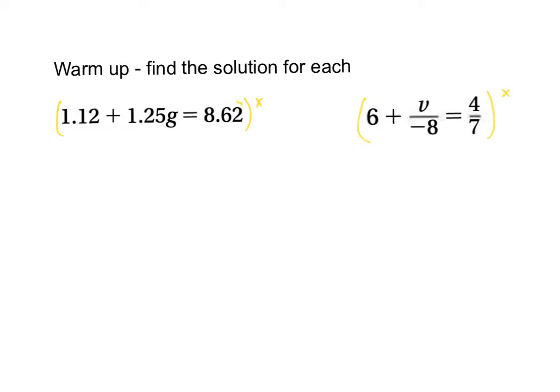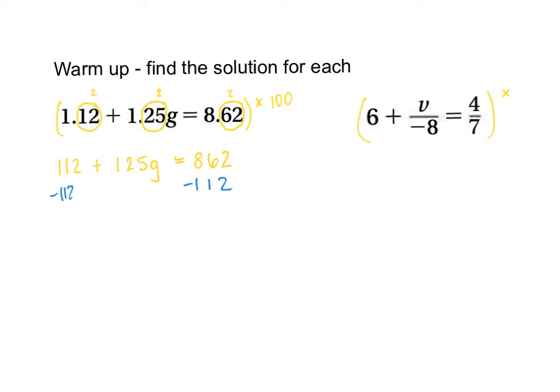Remember, what we want to do is find how many digits there are to the right of the decimal point. In this case, each of them has 2 digits to the right of the decimal. Therefore, we're going to multiply by 100. If we multiply the whole thing by 100, this would become 112 plus 125g equals 862.